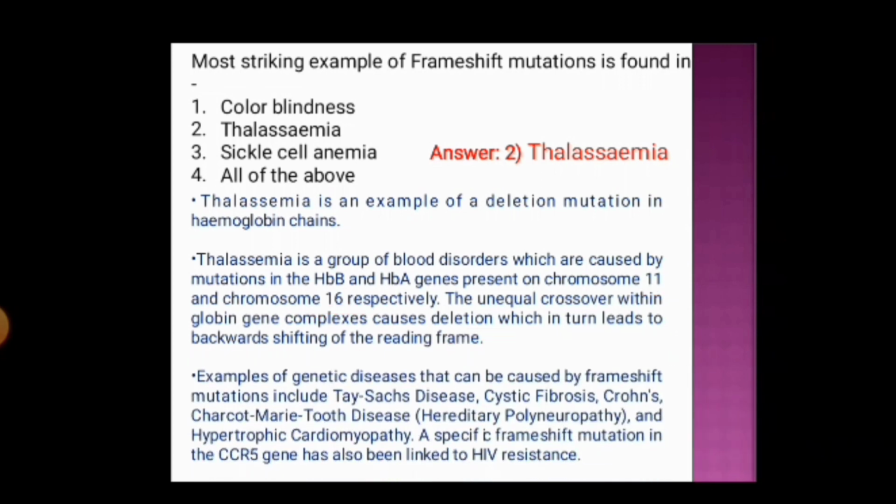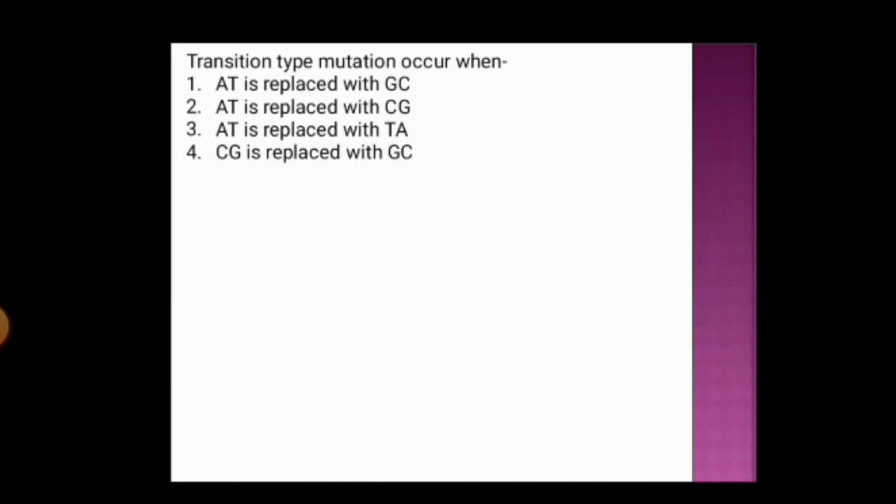Another example of frameshift mutation include Crohn's disease, Tay-Sachs disease, cystic fibrosis, etc. The specific frameshift mutation in the CCR5 gene has also been linked to HIV resistance.